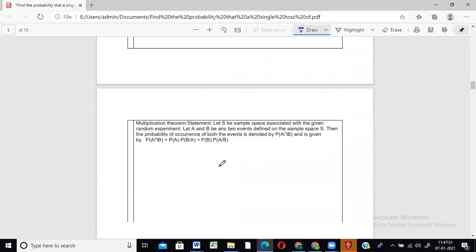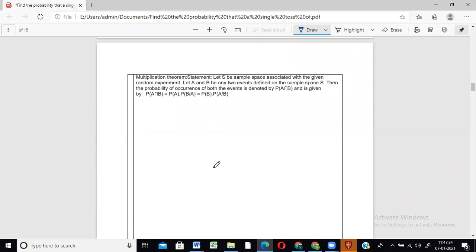Now coming to the next theorem, after conditional probability and addition theorem. Now the next thing is the multiplication theorem. So the statement of the multiplication theorem is given. Let S be a sample space associated with the given random experiment. Let A and B be any two events defined on the sample space. Then the probability of occurrence of both the events, denoted by A intersection B, is given by this formula: probability of A intersection B is equal to probability of A into probability of occurrence of B, given that A has already occurred.